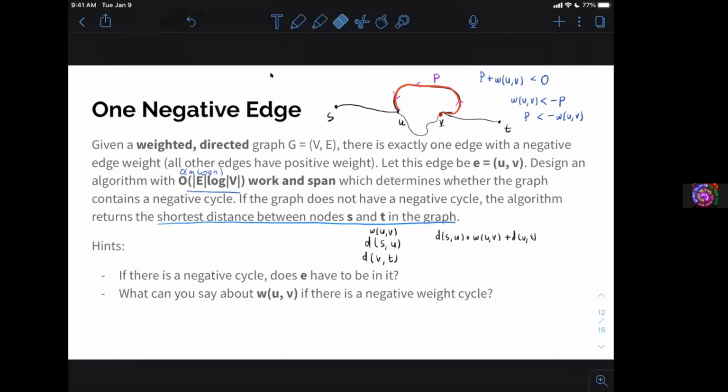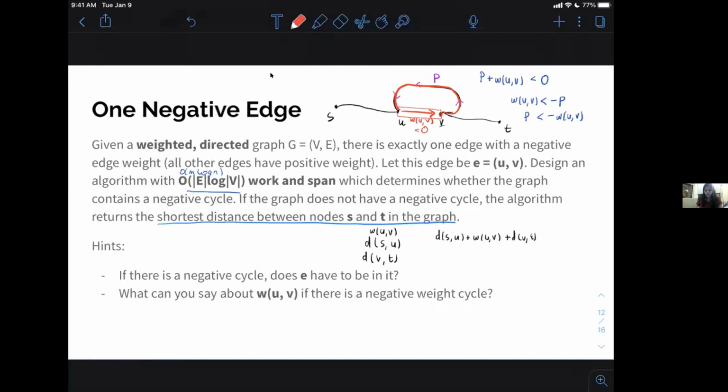Wait, I guess I'm just wondering, how do we find a cycle? Why do we know this edge, the UV edge? Is it that we need to find a negative edge first? So you're given that this edge UV has a weight UV which is less than 0, right? And you want to determine whether it's on a cycle or not.